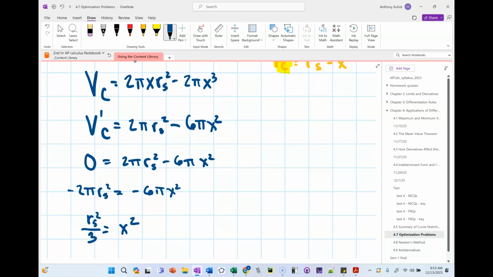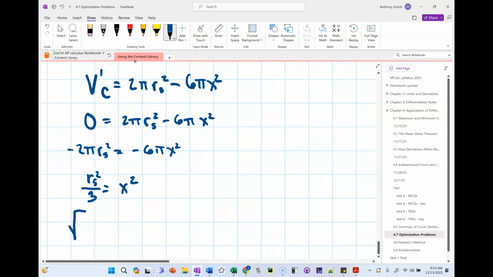Yes, Pierce. Because we're differentiating, x is the variable. RS is a constant. Let's write it this way.